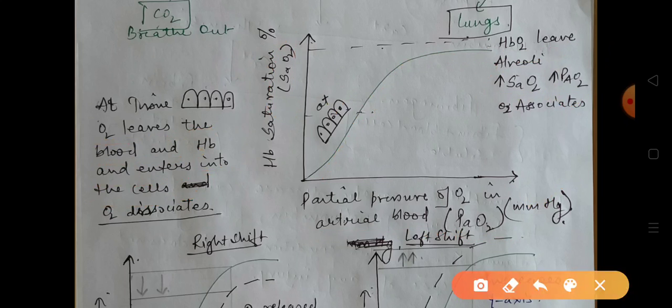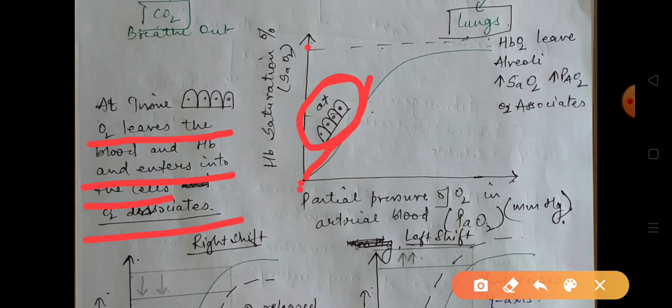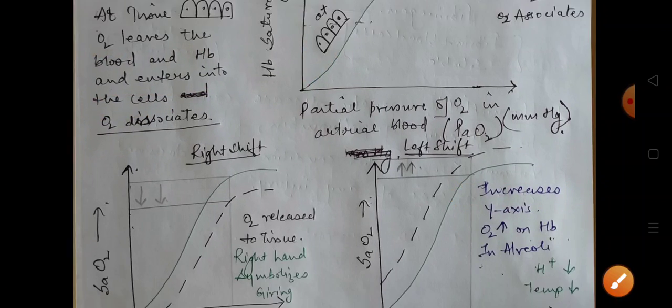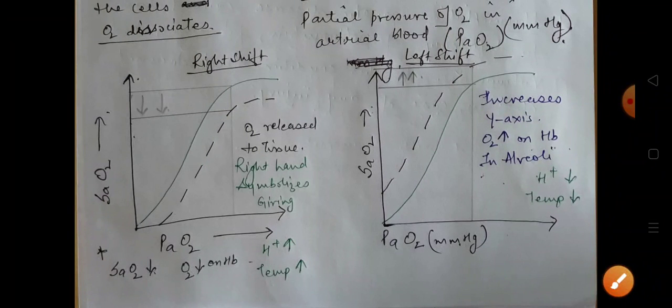But at this point, this level, the saturation is less. So here this is the minimum and this is the maximum. So at the minimum level, this tissue level, the tissue is receiving the oxygen and oxygen leaves the blood. That means oxygen is dissociating from the hemoglobin and it enters the cell. So we call it oxygen dissociation. Next we talk about the left shift and the right shift.